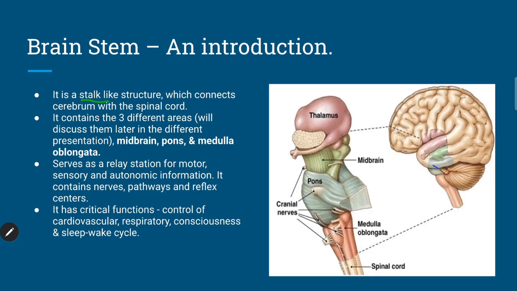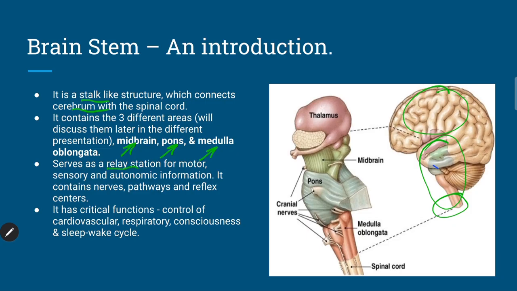So the brainstem is a stalk-like structure which connects the cerebrum above, right here, and it also connects with the spinal cord right there. The brainstem is basically present right there, and it contains three different areas, and we will discuss them later in different presentations that include the midbrain. We have pons and medulla.